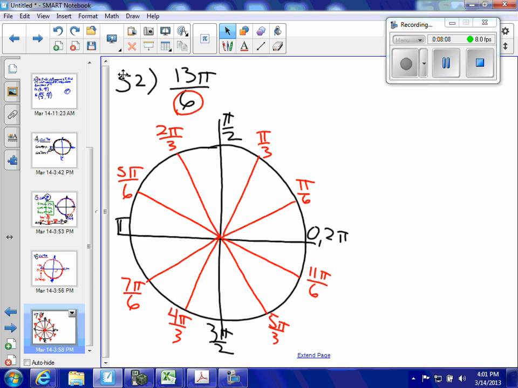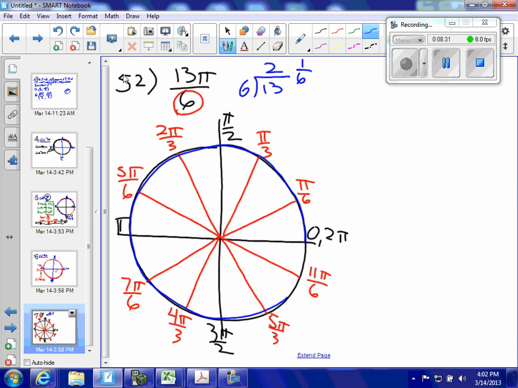One thing I can do right here is I can see that 6 into 13, so if I divide 6 into 13, I get 2 and a remainder of 1/6. Well, that means I'm going to go around one time to get 2 pi, or 12 pi over 6, and then I'm going to go a little bit more right here to get 13 pi over 6.